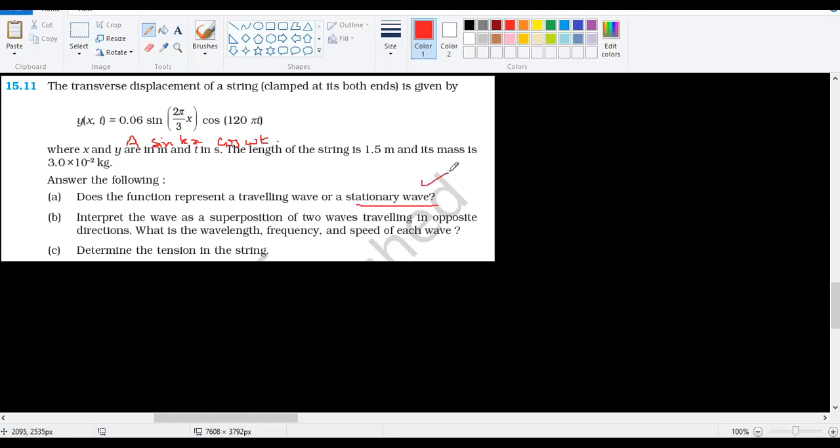Interpret the wave as a superposition of two waves traveling in opposite directions. What is the wavelength, frequency, and speed of each wave?